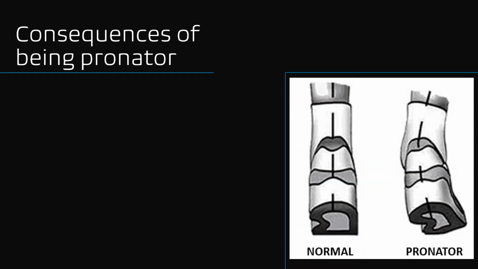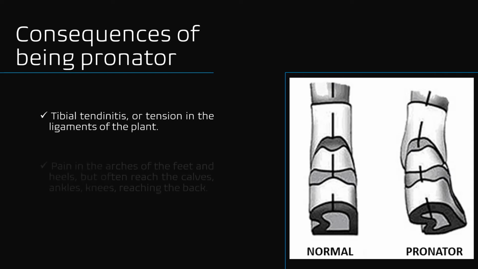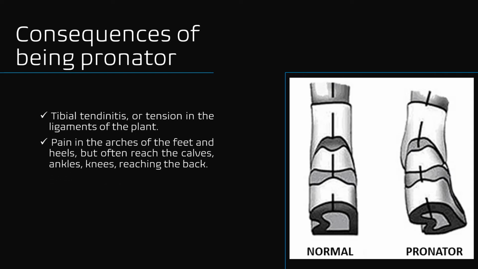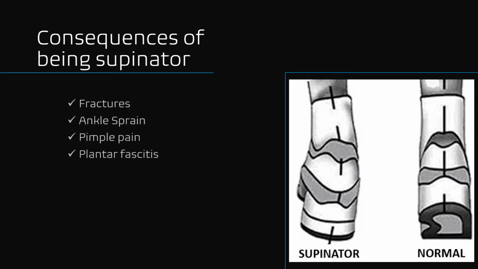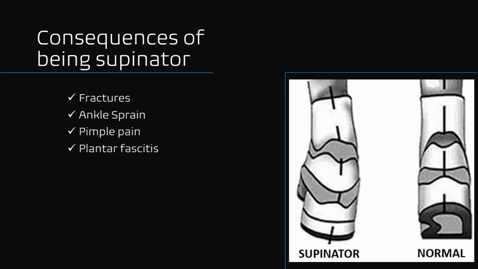Consequences of being pronator: tibial tendinitis or tension in the ligaments of the plantar, pain in the arches of the feet and heels, but often reaching the calves, ankles, knees, reaching the back. Consequences of being supinator: ankle sprain. The ligaments on the outside of the ankle are injured by tearing or overstretching.